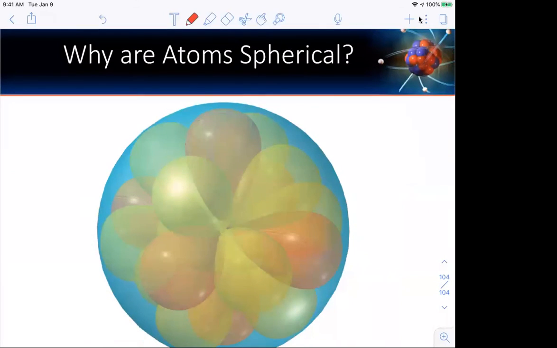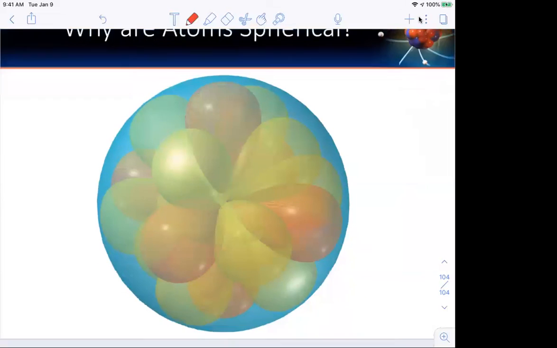So why are atoms spherical? Well, it's because all of these orbitals build on each other. Everything starts at the nucleus, which is 0, 0, 0 on my coordinate plane. And then I just keep building and building and getting larger and larger, and everything is sort of encapsulated in a larger size S, which is spherical. And we'll talk about that more as we go further.